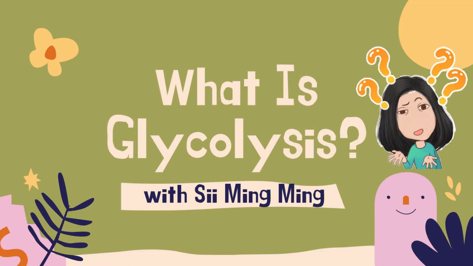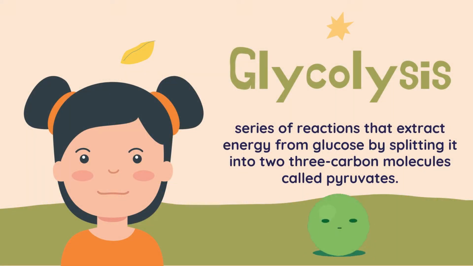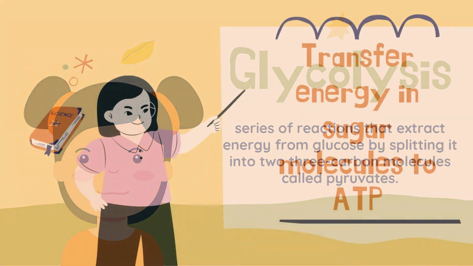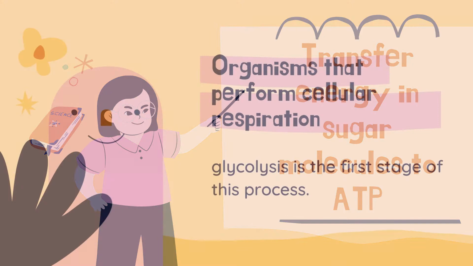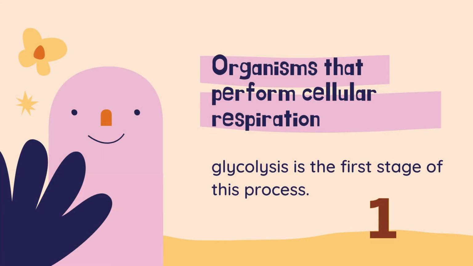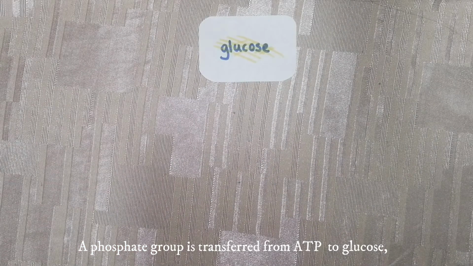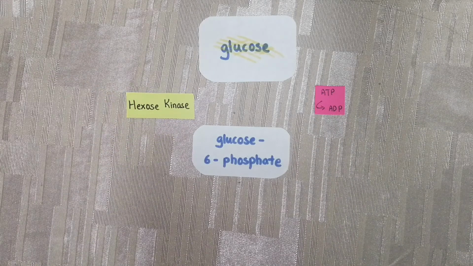First, what is glycolysis? Glycolysis is a series of reactions that extract energy from glucose by splitting it into two 3-carbon molecules called pyruvate. It transfers energy in the sugar molecule to ATP. In organisms that perform cellular respiration, glycolysis is the first stage of this process. A phosphate group is transferred from ATP to glucose, making glucose 6-phosphate with the help of hexokinase.